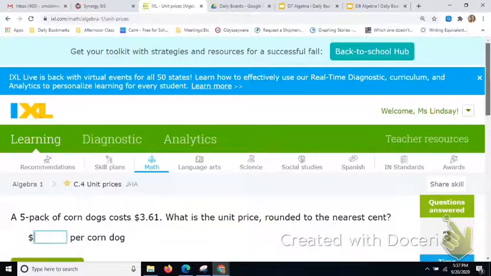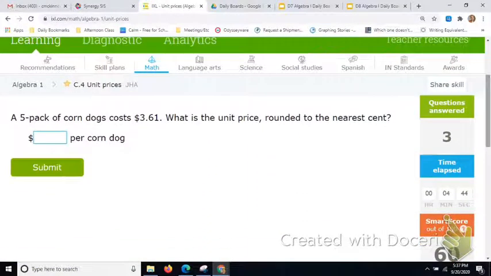So I'm going to go forward so we can see what happens here. So now we're going to get some things where, notice it says rounded to the nearest cent. So we're going to divide this. See, it's 3.61 divided by 5, which is going to be 0.722, I believe.